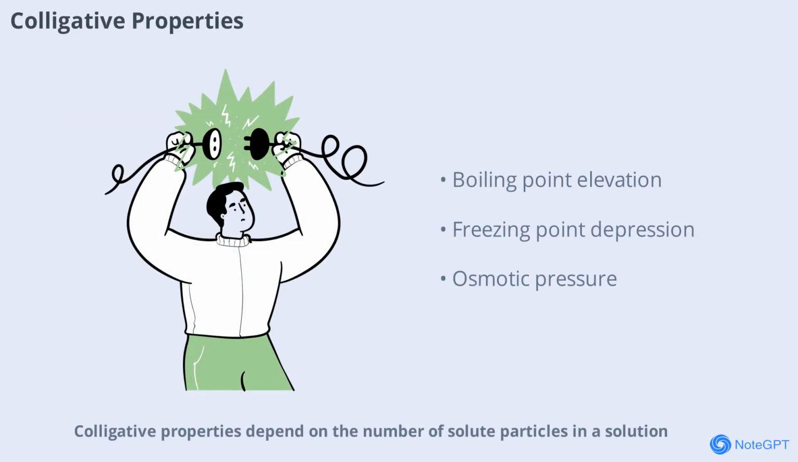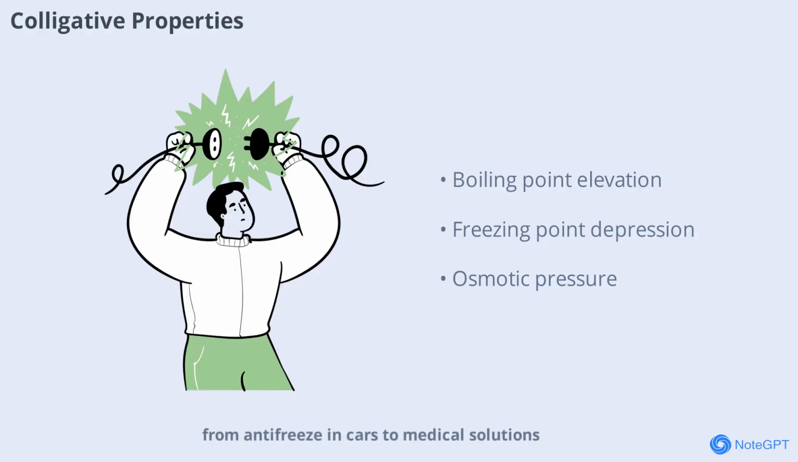Colligative properties depend on the number of solute particles in a solution, not their identity. These include boiling point elevation, freezing point depression, vapor pressure lowering, and osmotic pressure. We'll discuss each property, their formulas, and how to solve related numerical problems. Colligative properties are widely used in real-life applications, from antifreeze in cars to medical solutions.